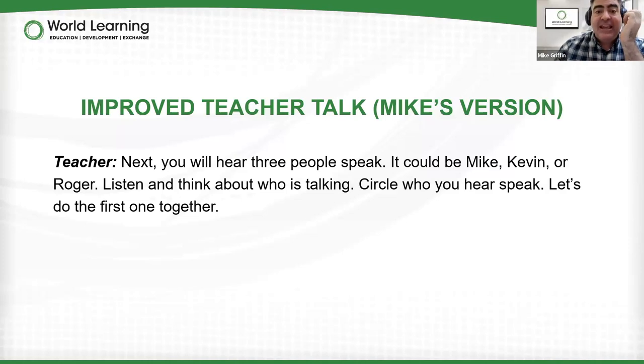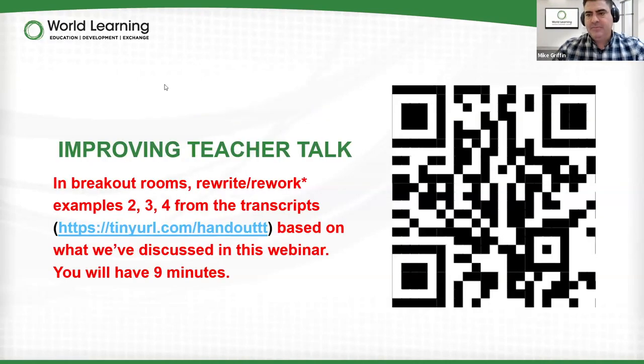So what I'd like to do next is to ask you for our second breakout room. I'd like you to go ahead and revise some of the transcripts that we looked at before. You talked about the problems, and now I'd like you to think about how we can fix them specifically. You don't have to write or submit it to your group. I'd like you to discuss how you might fix it. Here's your task here. And I'll share the link again to the handout. So your job in your groups is to just rewrite number 2, 3, and 4. Rework number 2, 3, and 4.